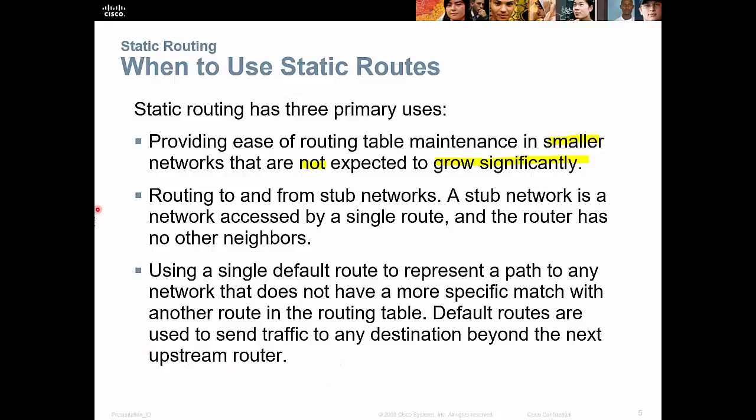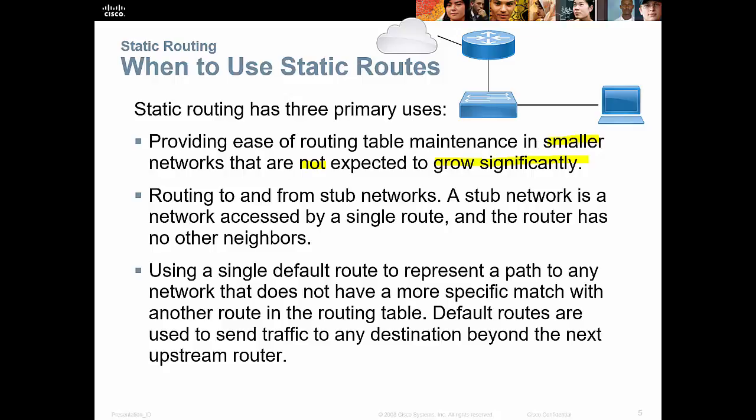Okay. The other use is routing to and from stub networks. Again, a stub network is a router that's connected to a switch, so it's connected to some PCs, and the router is connected out to the internet or to the larger network. So there's only one router in this stub. Again, a stub network is a network accessed by a single route, and the router has no other neighbors. So there are no other neighbors on this little stub network.